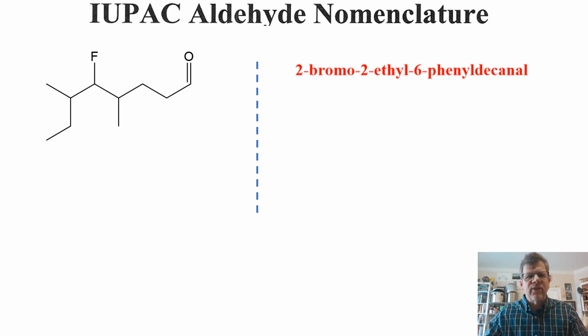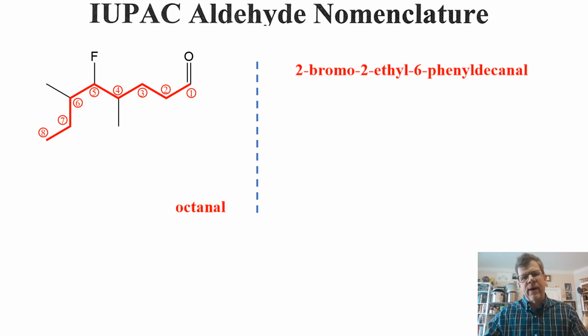So the longest continuous carbon chain, we have to meander around a little bit and be a little careful, is these 8 carbons right there. If this were an 8-carbon alkane, it would be octane, but it's not. It's an aldehyde, so we remove the E from the corresponding alkane name and put in al. Octanal. Wonderful.